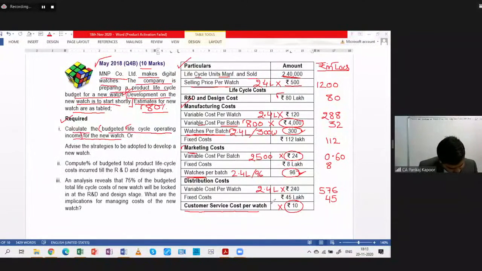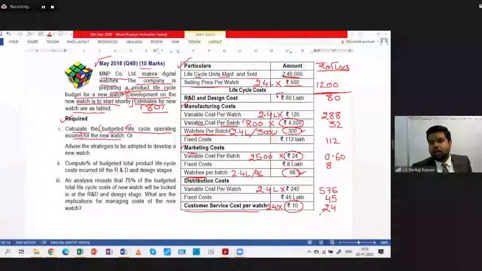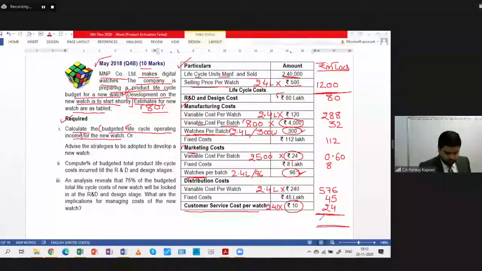Yes, correct answer, Leela and Nahima. Moving further, what will be after sale cost? It will be 2.4 lakh watches into 10. So it will become 24 lakh. Now, friends, can anyone tell me what is my life cycle cost? Starting from here, 80, and up till here, 24. Can anyone tell me what will be my life cycle cost of producing this watch? I will wait for your answer, then I will write the answer.